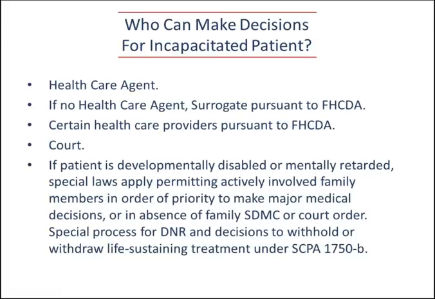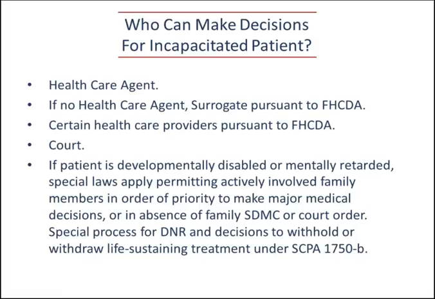A court can make those decisions. And if a patient is developmentally disabled or mentally retarded, there are special laws that apply that permit actively involved family members in an order of a list of priority to make major medical decisions. And in the absence of family, the surrogate decision-making committee or a court can also make that decision.